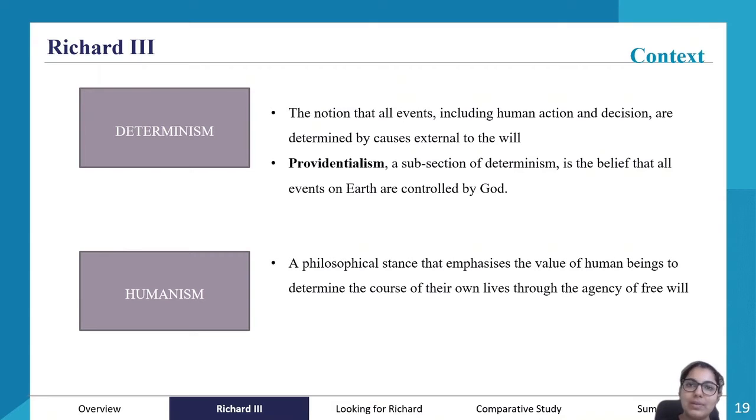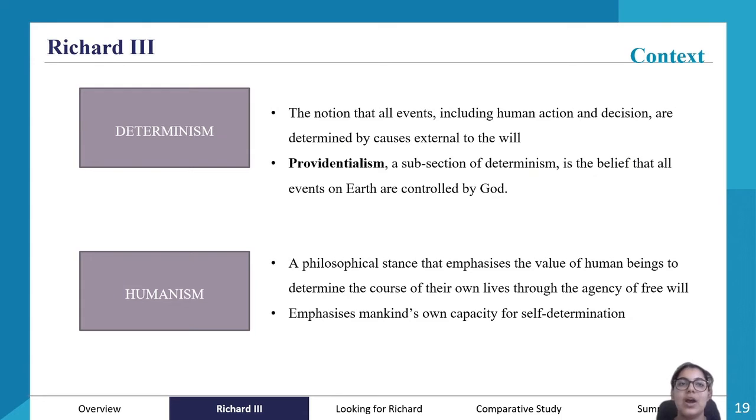Whereas humanism is the stance that emphasizes the values of the human being, that, you know, human beings have the free will to determine their own fate, right? So this determinism versus humanism idea can also be looked at as free will versus fate. You know, do we have a predestined fate, or are we able to chart our own course? It emphasizes mankind's own capacity for self-determination. So that's the key here.